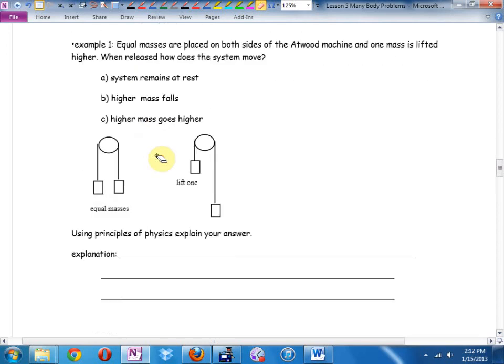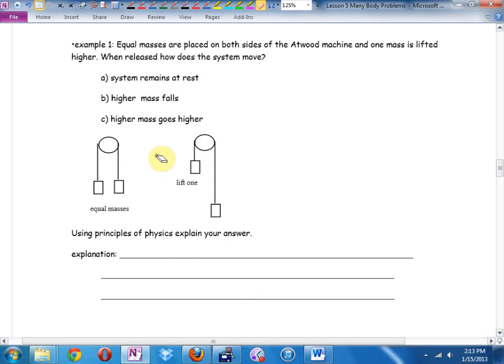Example 1. Here's our first thought experiment. Equal masses are placed on both sides of the Atwood machine, and one mass is lifted higher. So here's my Atwood machine. I'm going to lift one mass higher, and then I'm going to let go. If this was massless and frictionless, if this was greased or ice, what would happen when I let this go? A, nothing happens, the system remains at rest? B, the higher mass falls down till it reaches some kind of equilibrium point? Or C, the higher mass goes up?